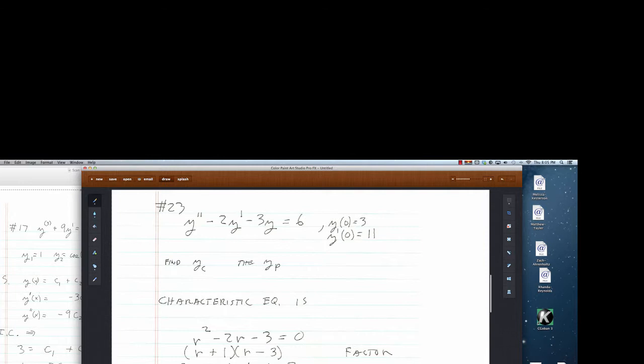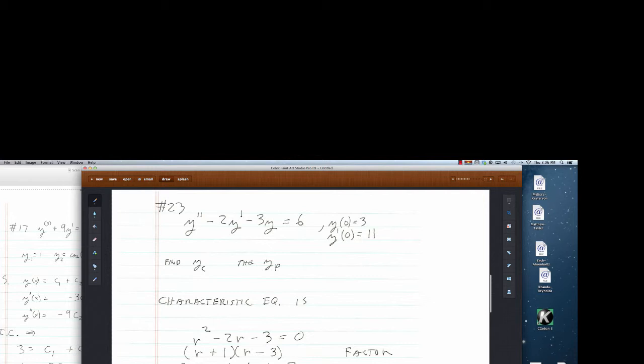We're supposed to find y sub c, which is the general solution to the corresponding homogeneous system. Then we find y sub p, one particular solution. It turns out via our theorems that if we add these two together, we get the general solution to this non-homogeneous equation. And voila, we will then solve the initial value problem.